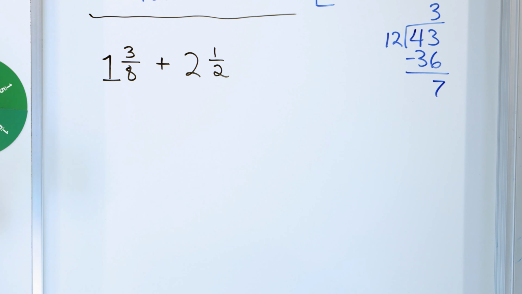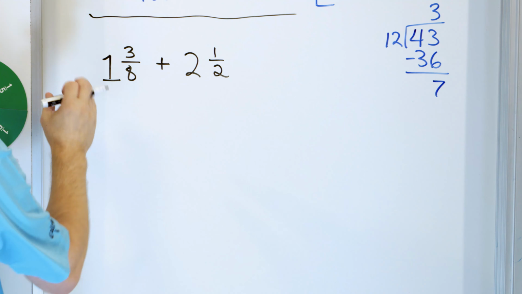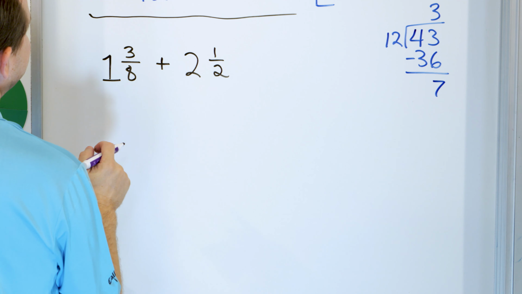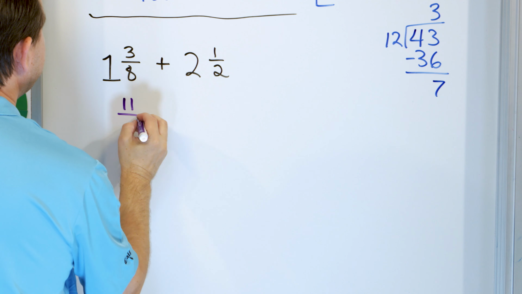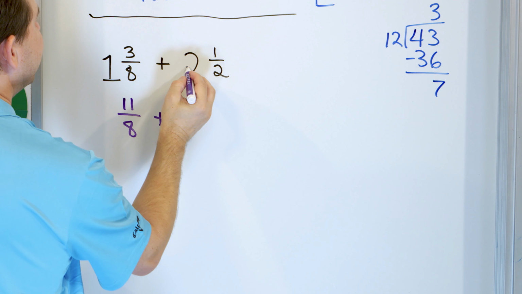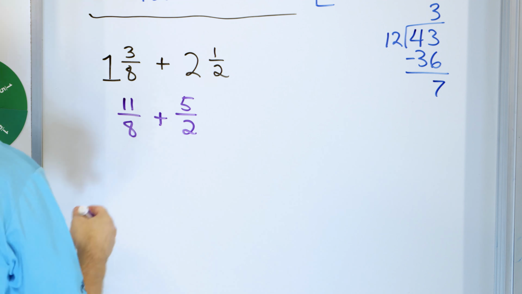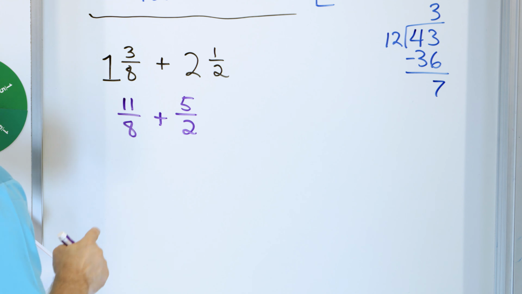All right, again, you could add the whole numbers and then add the fractions, but there's some gotchas there I don't want to have to really deal with. So instead of doing that, let's just change them to improper fractions. 8 times 1 is 8, 9, 10, 11. So this is 11/8. 2 times 2 is 4, 1 more is 5. So this is 5/2. So we have 11/8 and we have 5/2. We have an 8 and a 2. How do we find a common denominator?